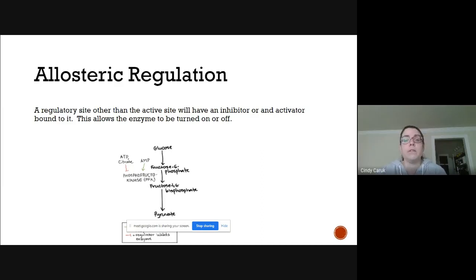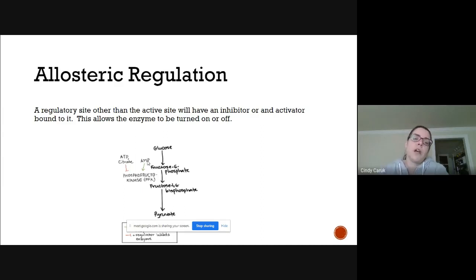So here you have a site other than the active site, but that regulatory site is either going to have an inhibitor or an activator. So you're constantly turning this enzyme on or off. And my favorite example, as you know, is phosphofructokinase. This is the one that adds the second phosphate to the fructose. So you get a 1,6-bisphosphate fructose, all right, and that's going to really make that fructose unstable.